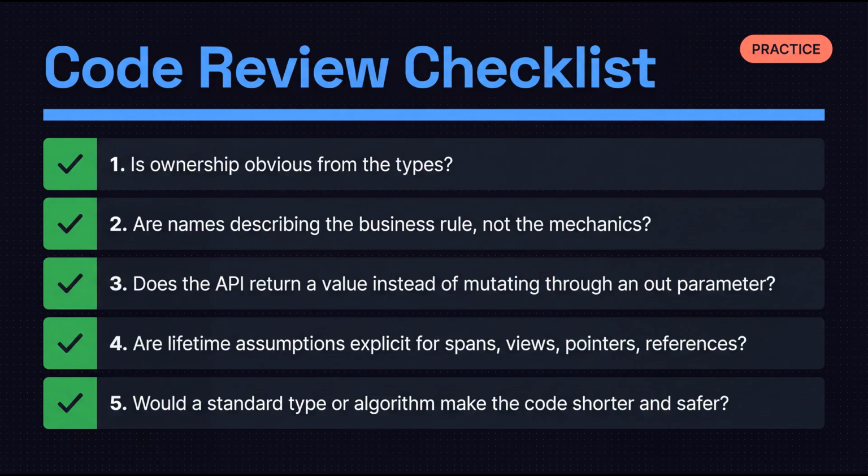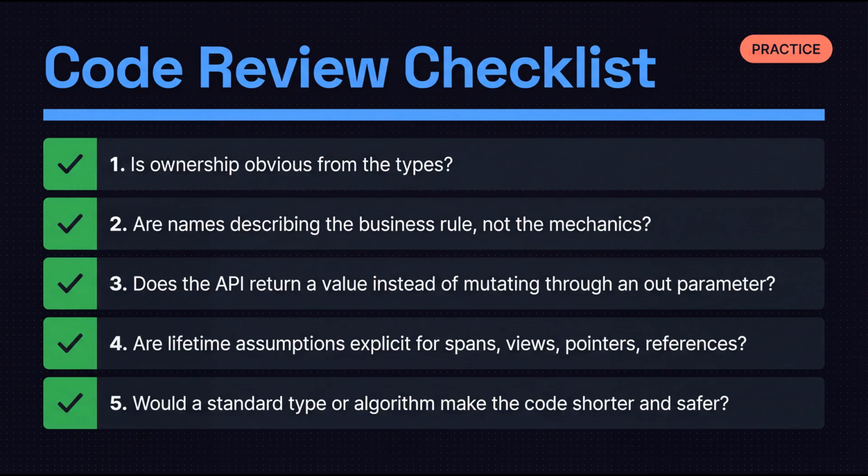Five questions for every code review. First, is ownership obvious from the types? Can you tell who owns each object by looking at the signature: unique pointer, shared pointer, value, reference, span? Each communicates a different ownership model.